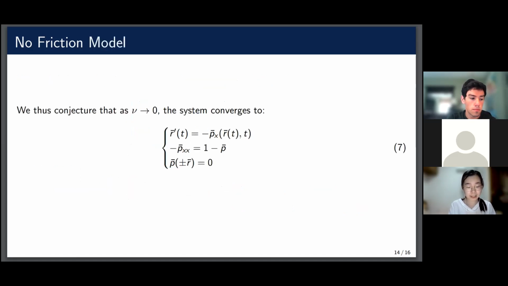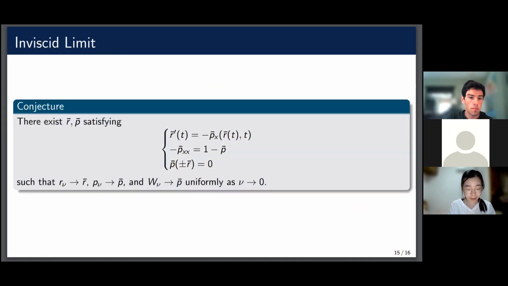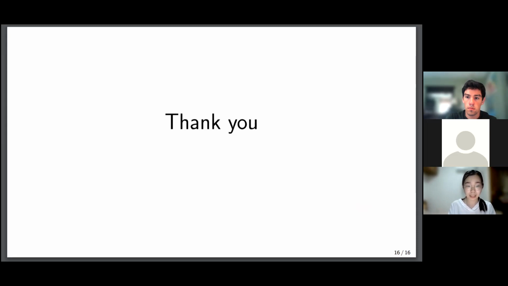Through some calculations, we can get the model without friction as follows. Then we explore some properties of W and P and get the conjecture as follows. There exist R bar, P bar satisfying the system 7 as we talked about before, such that R_nu converges to R bar, P_nu converges to P bar, and then W_nu converges to P bar uniformly as nu goes to 0. This is the result we expect, and it is very useful in the model simplification procedure. That's all. Thank you.